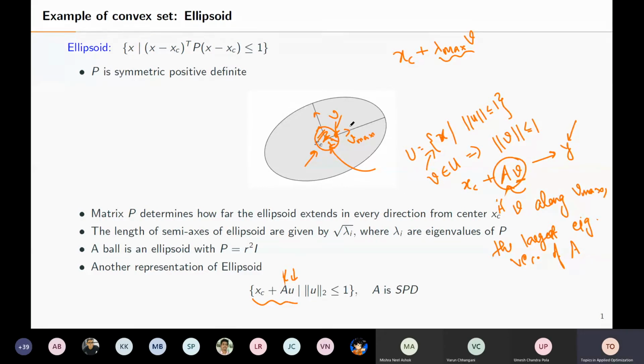Hello, sir. Hello. Yeah, sir. So you are saying that V is the corresponding eigenvector of lambda max. Yeah, exactly. V is the corresponding eigenvector, right?